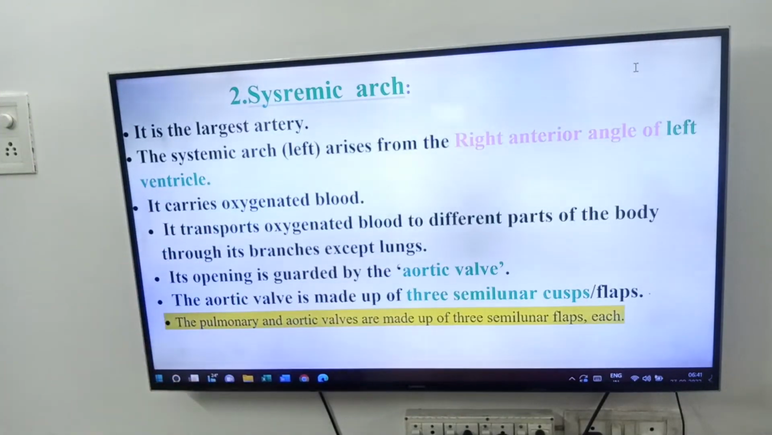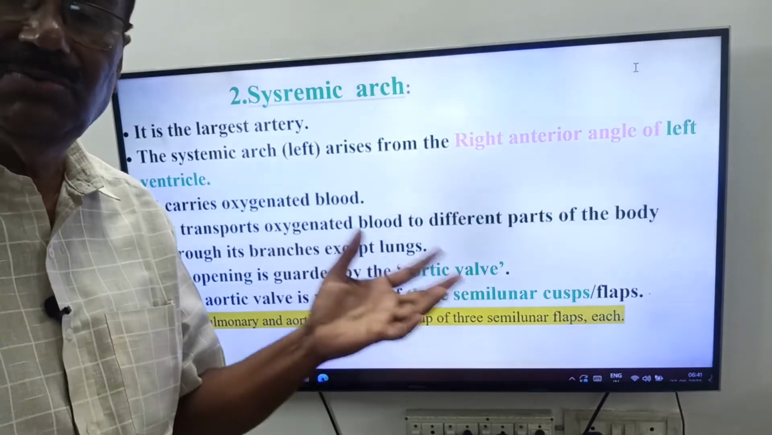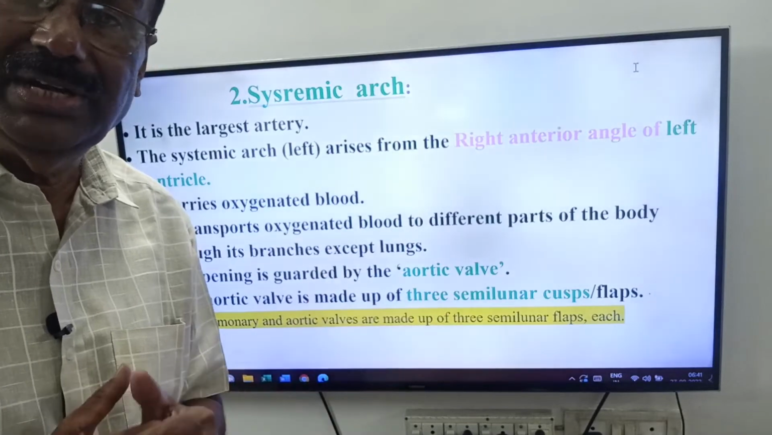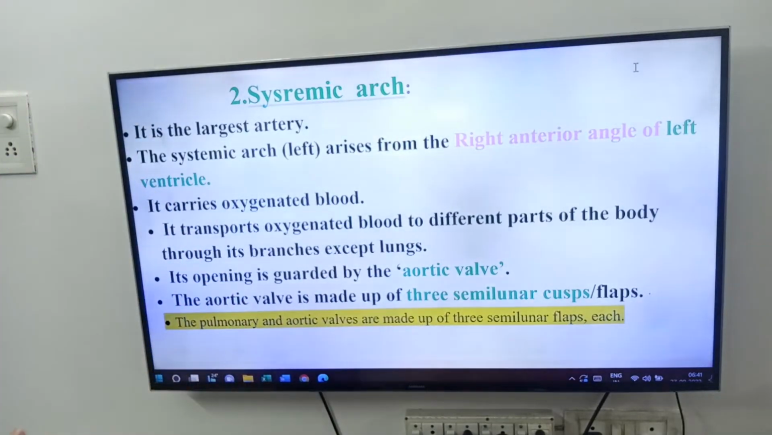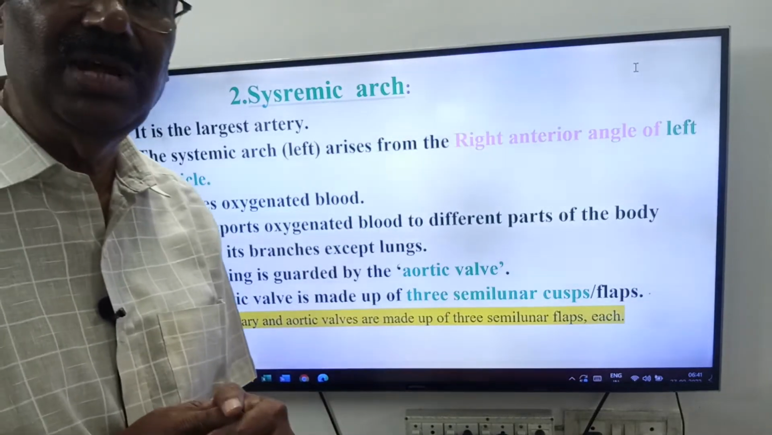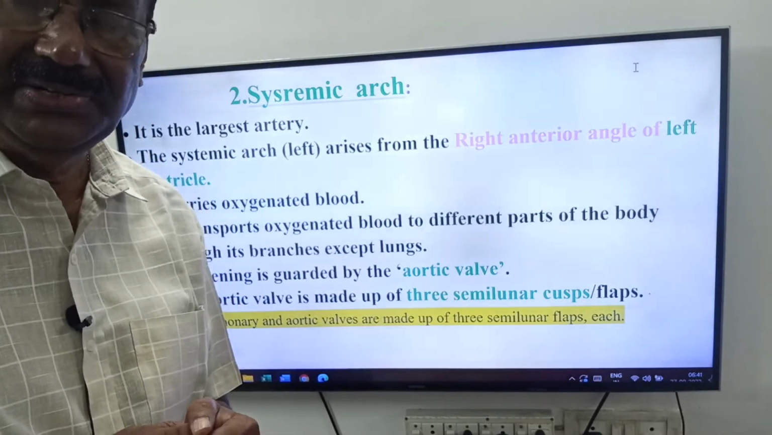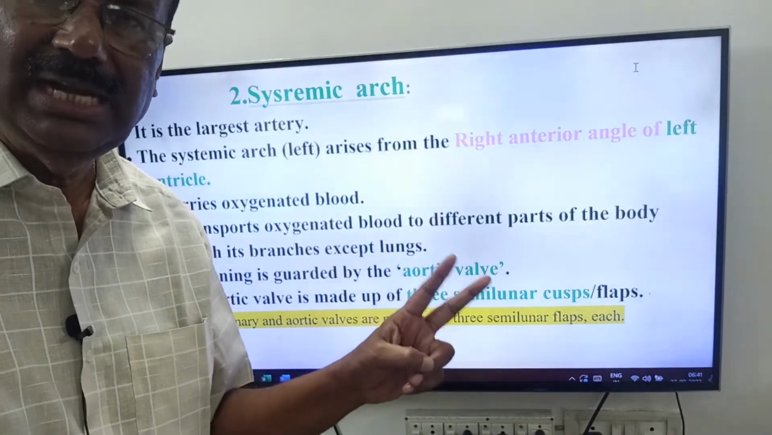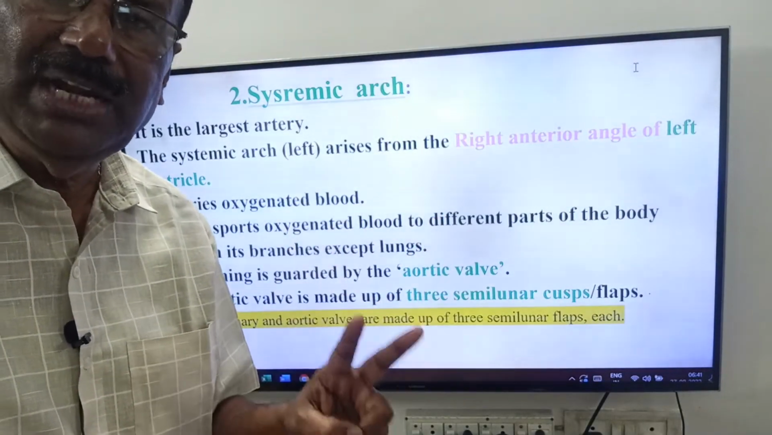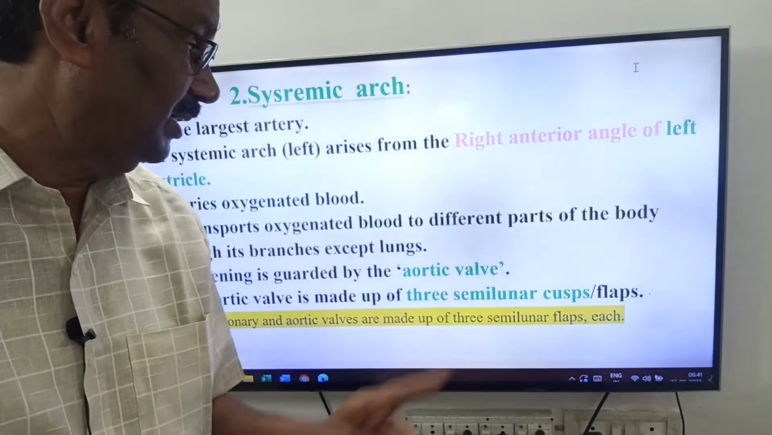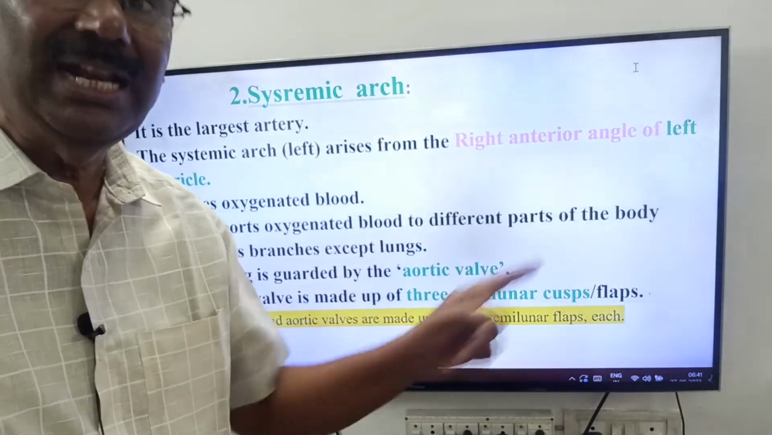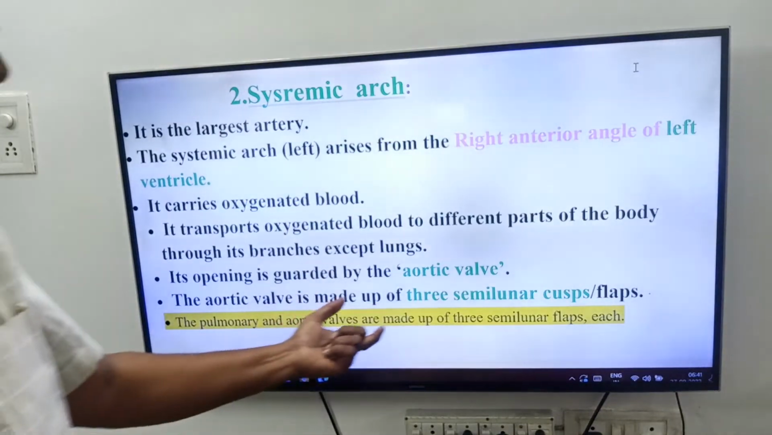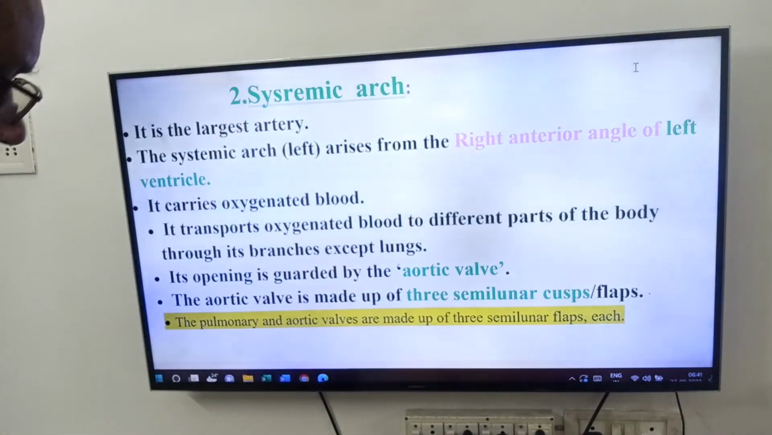Next, its opening is guarded by the aortic valve. This aortic valve is also made up of 3 semilunar cusps. So both the pulmonary valve and the aortic valve are made up of 3 semilunar cusps, like the tricuspid valve. The pulmonary and aortic valves are made up of 3 semilunar flaps. You have to remember it.